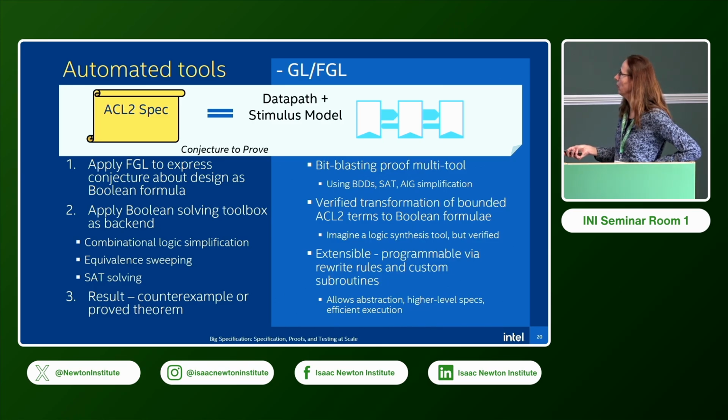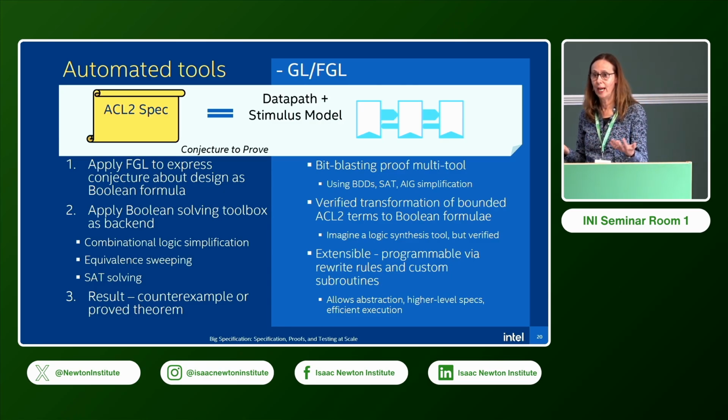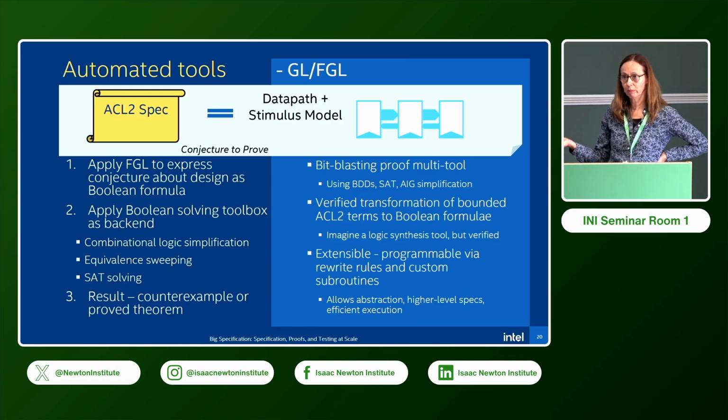You can apply combinational logic simplification, equivalence sweeping, SAT solving, AIG simplification, you name it. But on top of that, we can also use rewriting. The rules are, of course, proven within ACL2, and that simplifies a lot of things. This also allows us to work on a higher abstraction level and rewrite specs from one form to another that would help the automatic tool to verify it. So at the end, you either get the proof in ACL2 and the theorem, or you get a counterexample, and for that counterexample we have a lot of debugging tools within ACL2 that are targeting formal verification engineers.